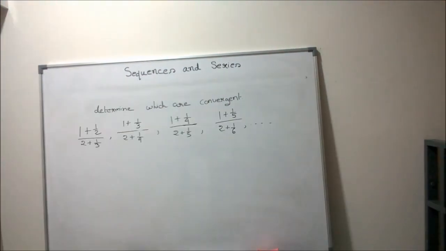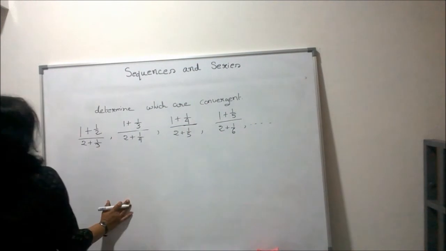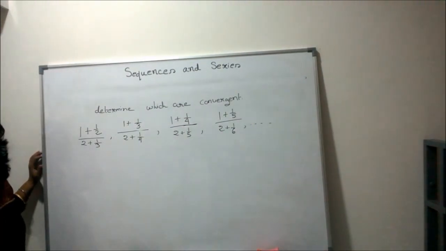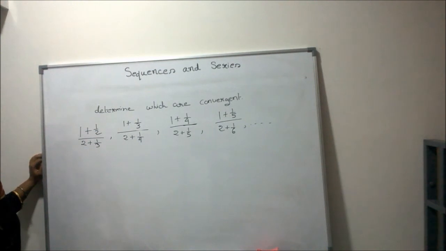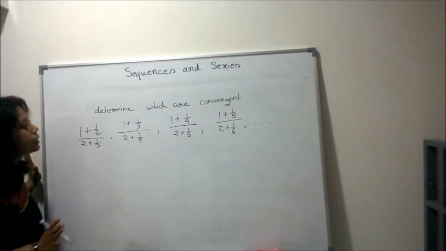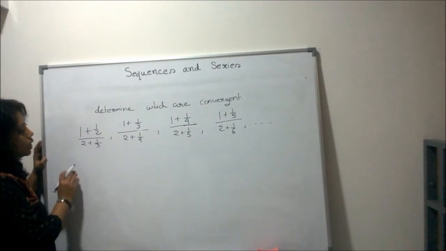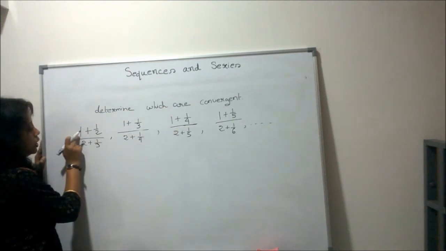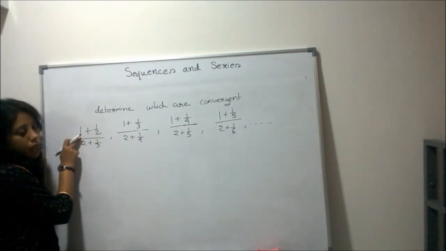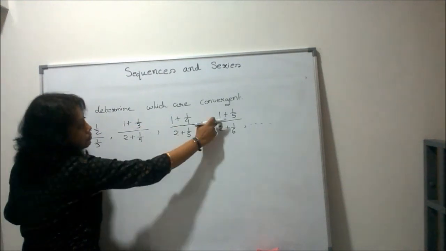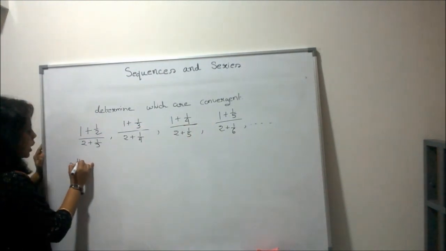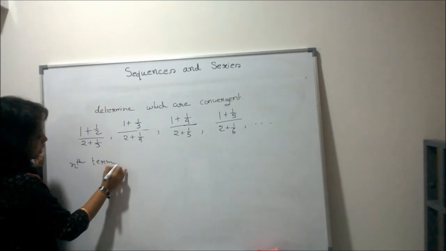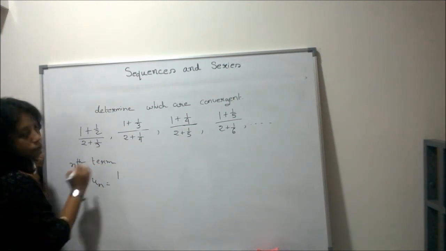Okay. Now look at this problem. This problem also we have to find out whether the sequence is convergent or not. Here in the similar manner we will find out the nth term. So to do this, you first look at this sequence very carefully. You see that this part is 1 for each term. So for the nth term, un, there must be 1.